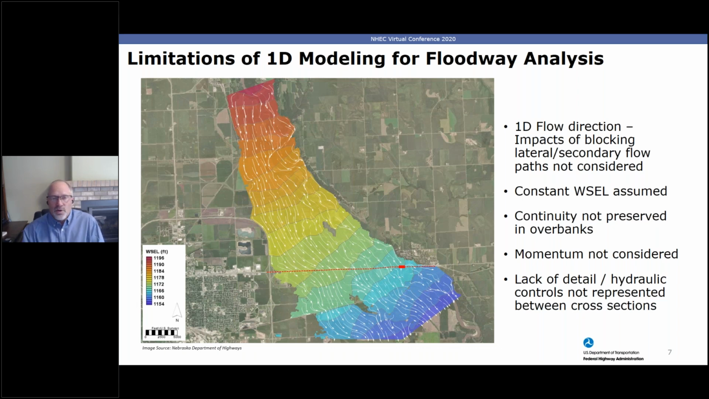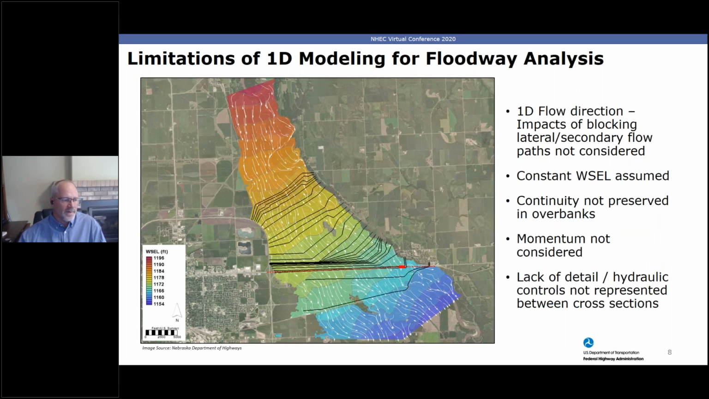Also, a 1D model assumes that flow is perpendicular to each cross section, and that along that cross section, the water surface elevation is constant. Depending on the actual flow conditions and compared to how the cross section is drawn, this certainly can introduce errors in the floodway delineation. Let me show you some examples here.